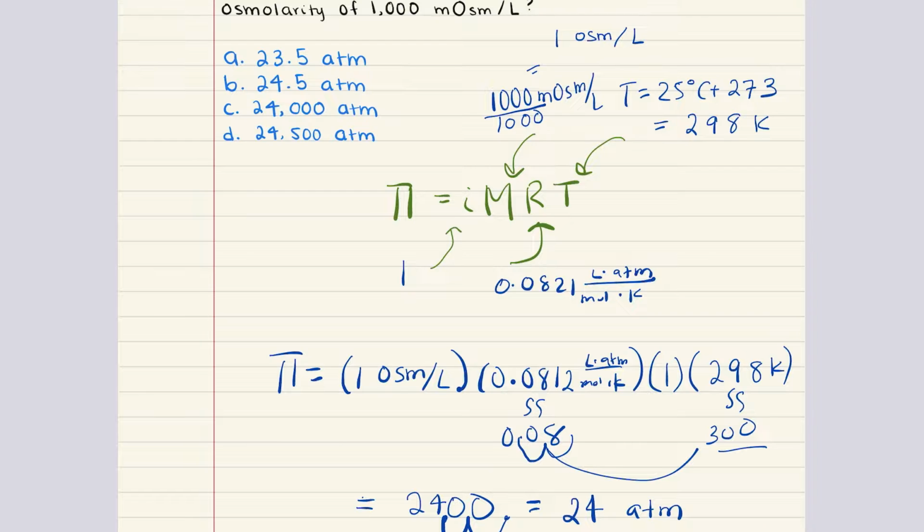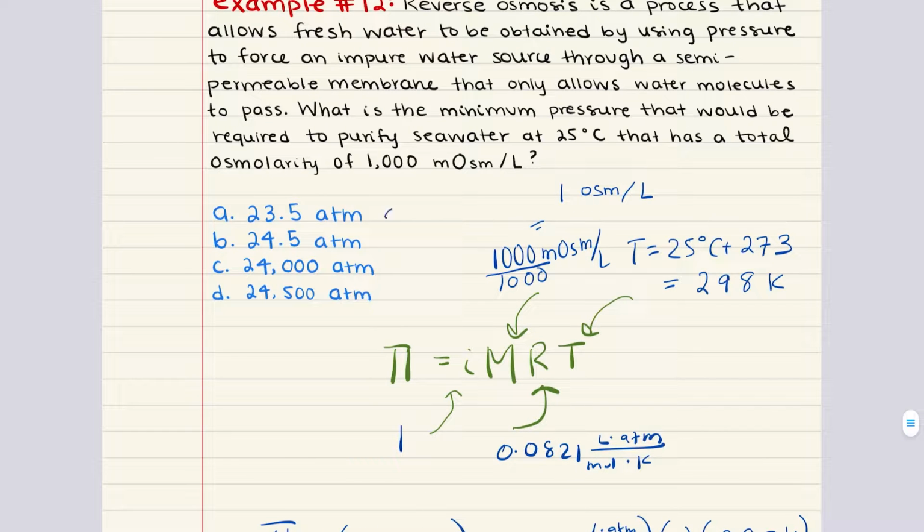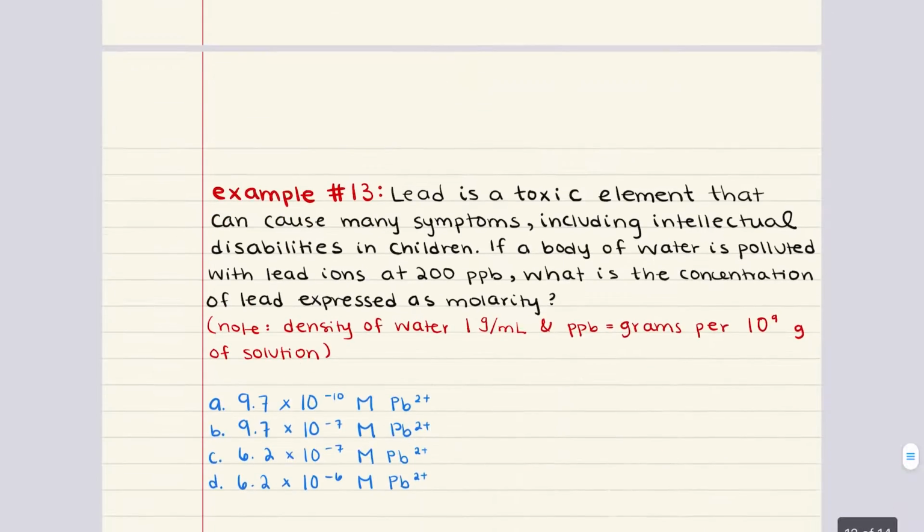Now, looking at the answer choices, you might be stuck then between A and B, 23.5 atmosphere and 24.5. Remember that the question is asking for the minimum pressure required, which means that the correct answer choice should be slightly above the calculated pressure in order for reverse osmosis to proceed. So that means the correct answer for 12 is going to be B. Wonderful. Let's move on to 13.